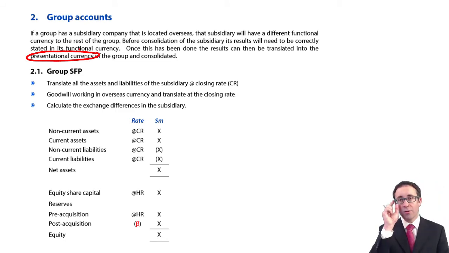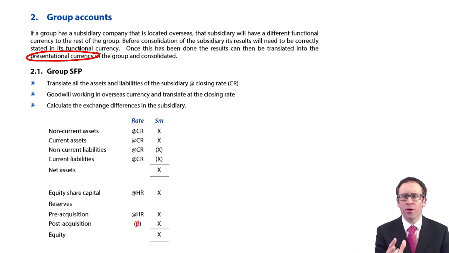So what we need to do is translate those results within the group statement of financial position and the group statement of profit or loss, before we then do the standard consolidation, adding across 100% of the assets and liabilities of the subsidiary and the parent, and 100% of the revenues and the costs of the parent and the subsidiary. The rules themselves aren't too technically difficult, but it is the application of them that will really challenge you within any exam.